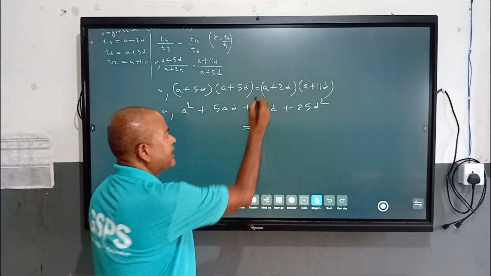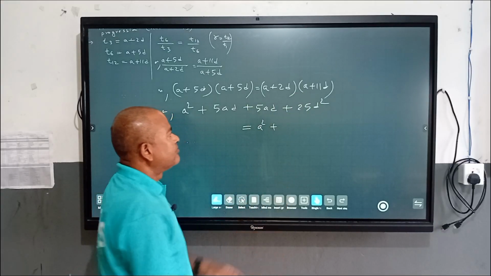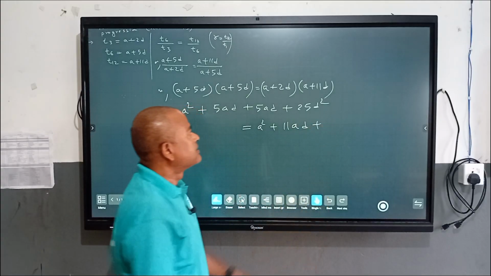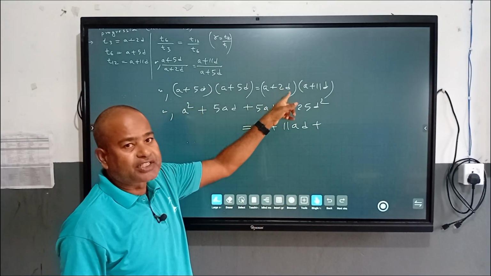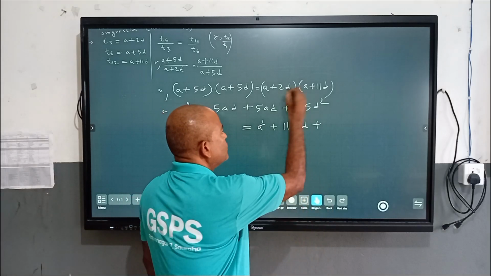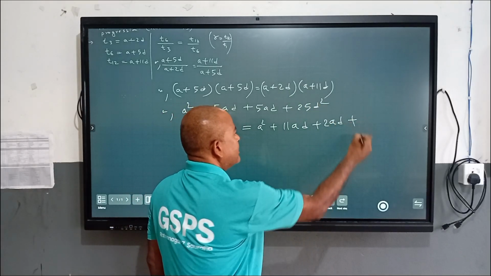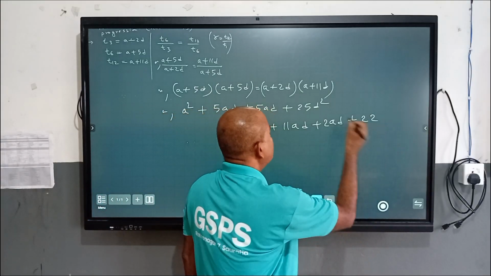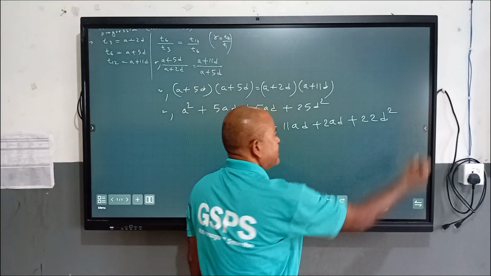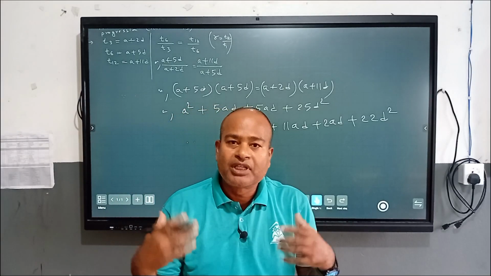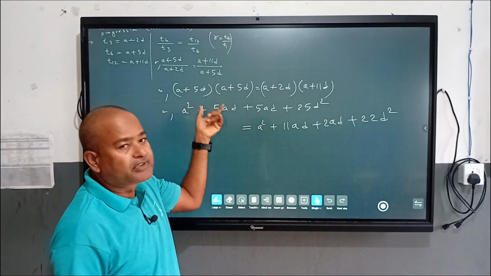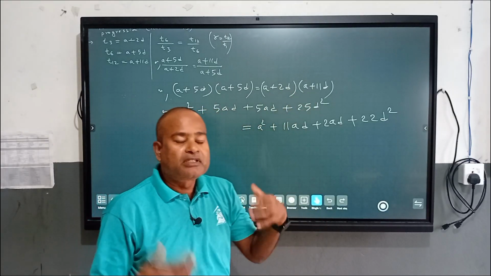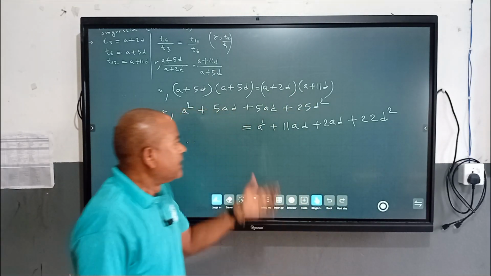now let's multiply the expression of the right hand side. A times a, we get a square, plus a times 11d, we get 11ad, plus let's multiply by the second term, 2d times a, we get 2ad, plus 2d times 11d, we get 22d square, and d times d, we get d square. So dear students, we have multiplied the expression of the left hand side, and also we have multiplied the expression of the right hand side of the equation.